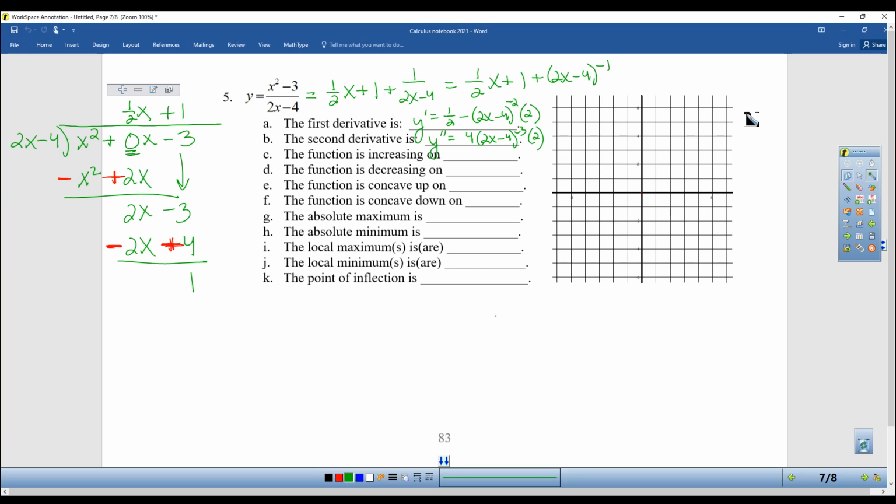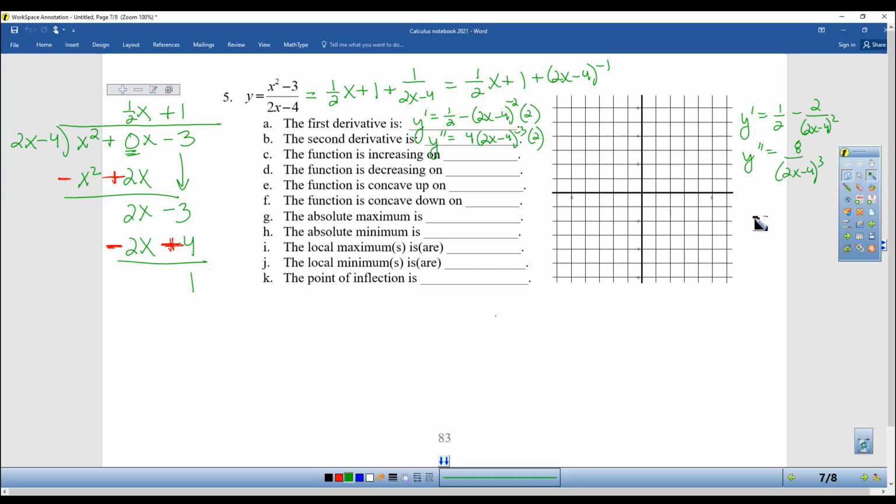Of course, both of those can be simplified. I'll put them over here. Y prime is 1/2 minus 2 over (2x minus 4) squared, and y double prime is 8 over (2x minus 4) cubed.